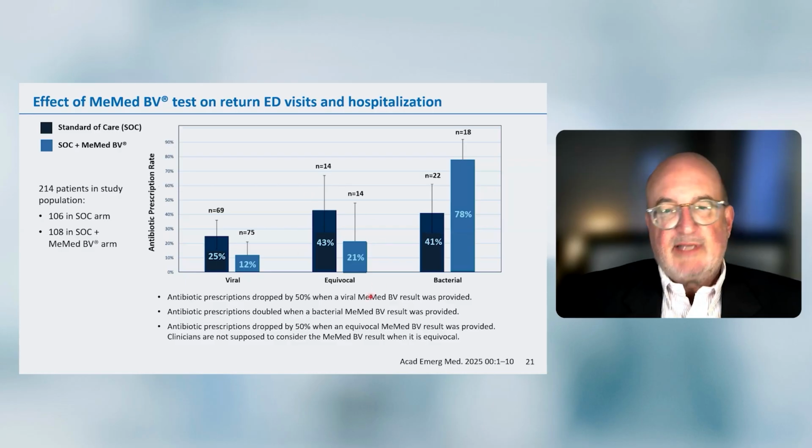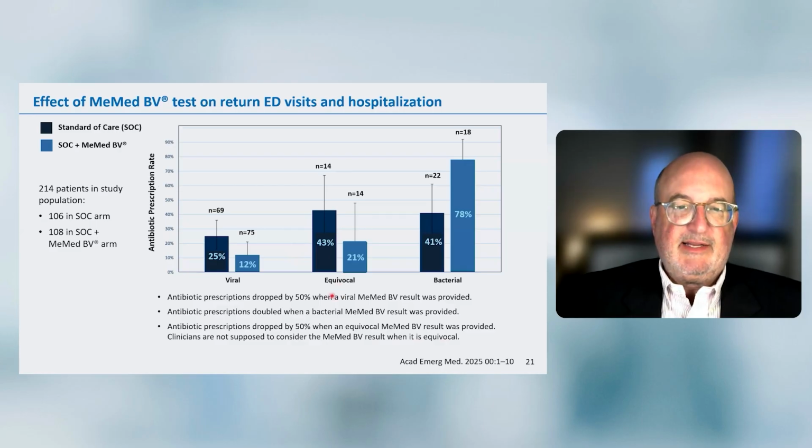Interestingly, and somewhat problematically, but some room for discussion, is that when there was an equivocal result, the prescription rate dropped by 50% as well. The numbers are smaller here, but the clinicians are not supposed to consider this result when there is an equivocal result. Nevertheless, they did in this test.